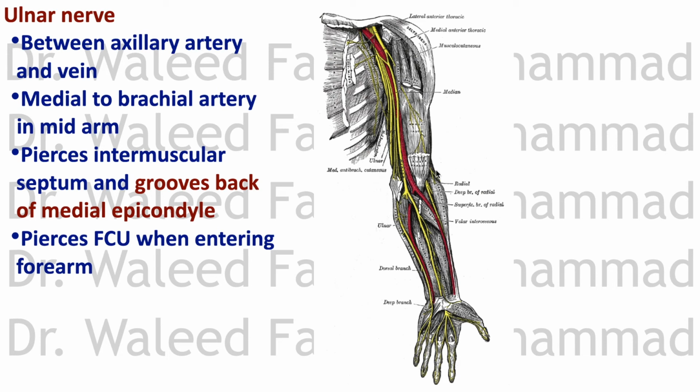Now for the three main nerves, the radial, median and ulnar nerves, when they enter the forearm, each pierces a muscle. The radial nerve is related to the brachioradialis, the median nerve is related to the pronator teres, and the ulnar nerve is related to the flexor carpi ulnaris muscle.